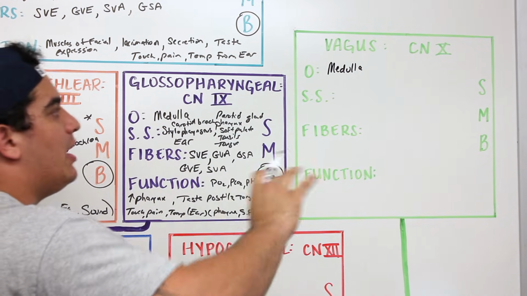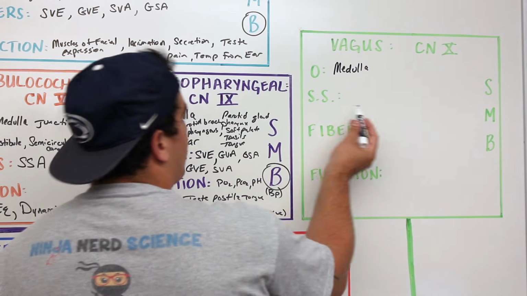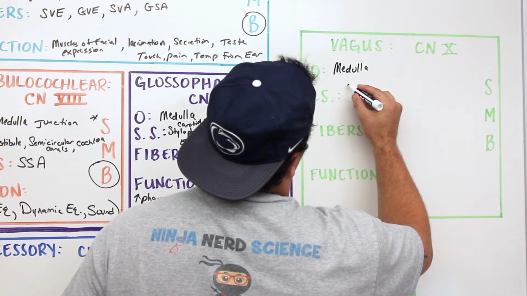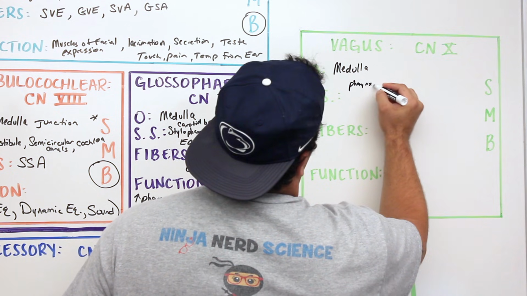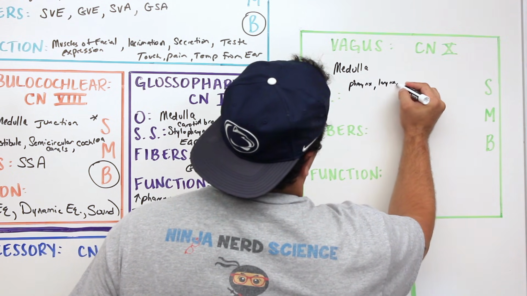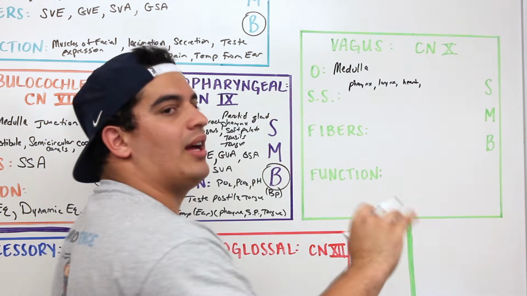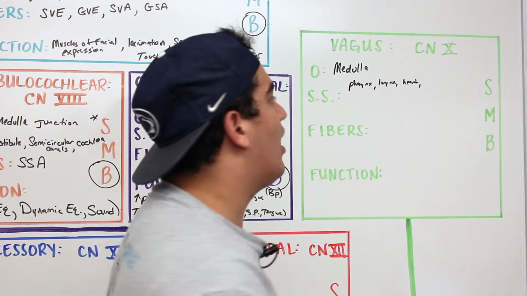And again, this has many, many different nuclei that we discussed in great detail in the individual video. What are some of the structures that it supplies? Okay, get ready. So it can supply so many different things. It can supply the pharynx. It can supply the larynx. It can supply the heart. I'm not going to write down every single organ. I'm going to put down a lot of the thoracic and abdominal viscera. Okay, that covers a lot of different areas.